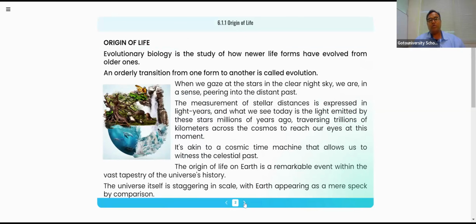Evolution, let me start discussing the subtopic origin of life. Why do we need to study the origin of life? We all know very well that all the living species of this world originated from a common living species. Before that, which particular structure made the group of organic molecules?